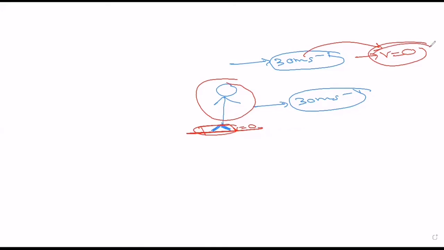So when the bus comes to rest, children, the feet also will come to rest. The velocity will become 0. But the upper part is not in contact with the bus. It was already traveling with 30 meter per second. So suddenly when the driver applies the brake, the feet will be at rest and the body will move. That's why we fall in the forward direction.